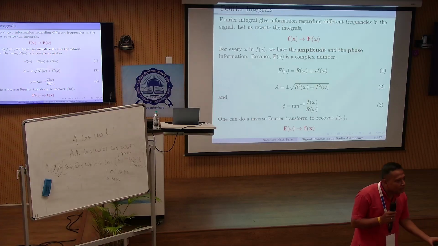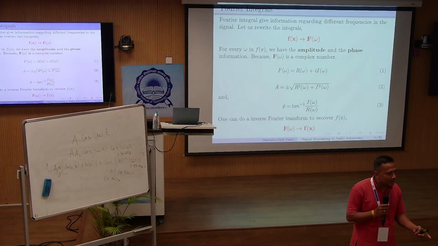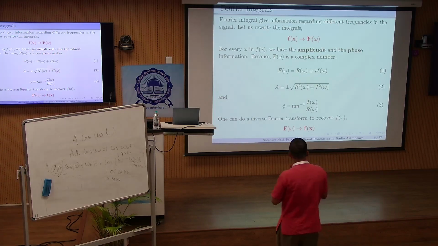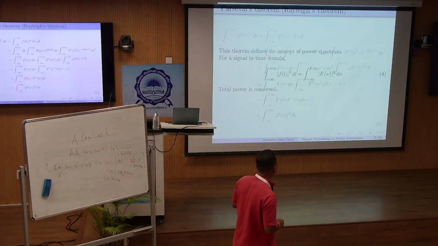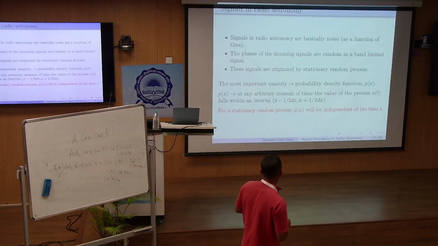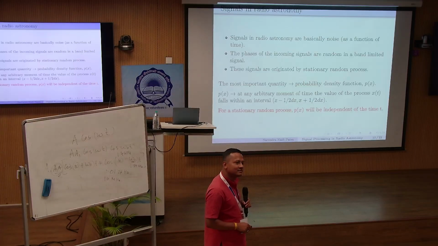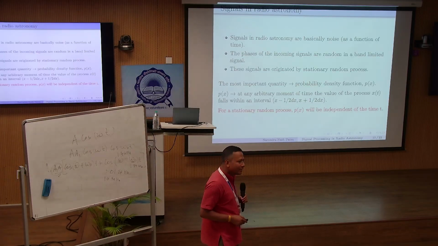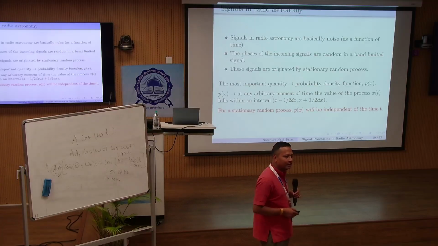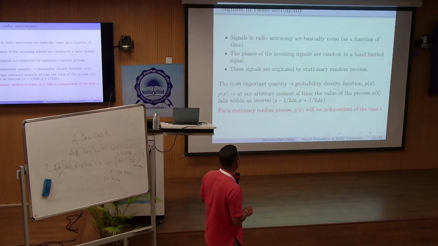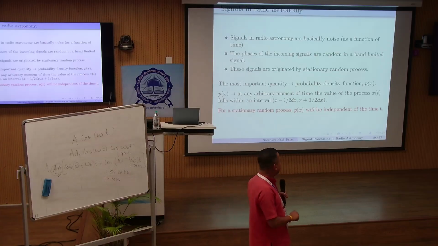So how much power are you going to get? It's very difficult. That is why the signals in radio astronomy are basically noise. They are noise. Effectively, the signal is there, but it is noise. So the phases of the incoming signals are random and band limited. Okay, so this is one important aspect.